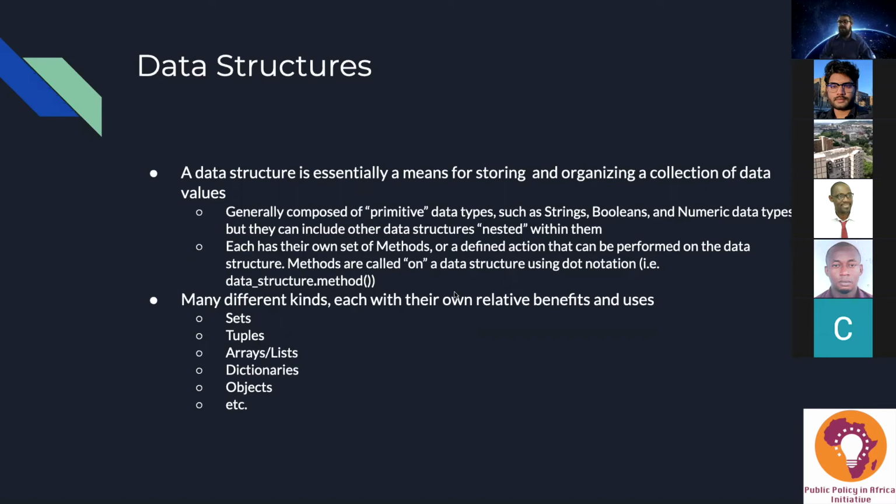There are many different kinds of data structures, each with their own relative benefits and uses. Some examples of them in Python are sets, tuples, arrays, and lists. Arrays and lists are essentially the same thing. Dictionaries, objects, and there's even more that go on from there. You can create your own data structures, but the things we're mostly going to focus on in this class are going to be these ones up here. And today we're just going to learn about sets, just to get a straightforward introduction to data structures.